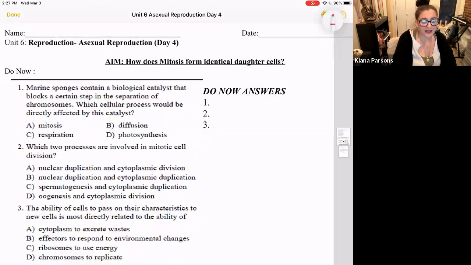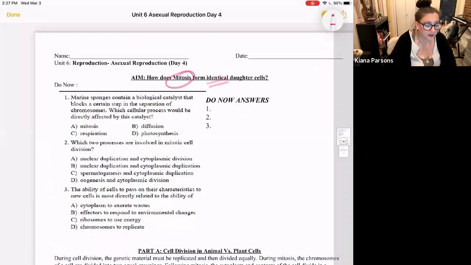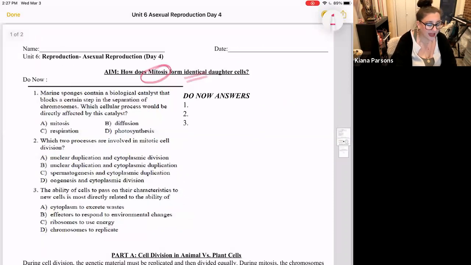Today's aim is still, how does mitosis form identical daughter cells? That is the focus of our discussions on asexual reproduction, is that the offspring are identical because they come from only one parent. And we're going to contrast that with sexual reproduction coming up. But first, before we do that, let's go ahead and do these do now questions.